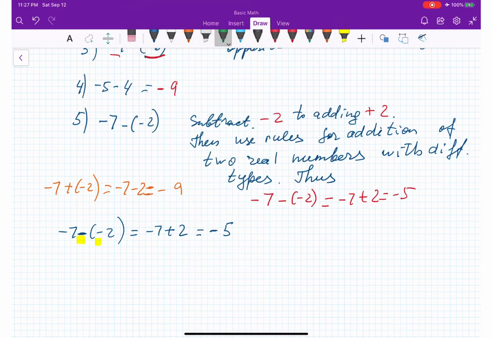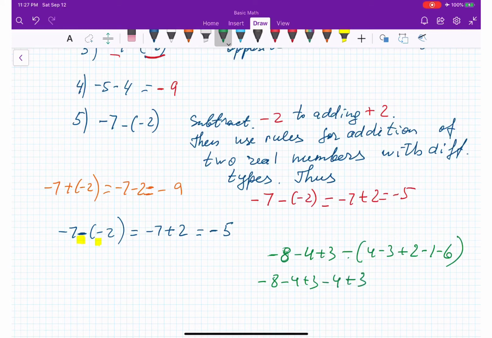Let's assume you have here -8 minus 4 plus 3, and then minus 4 minus 3 plus 2 minus 1 minus 6. So, -8 minus 4 plus 3. Since here we have a negative in front, all numbers in the parentheses are going to flip. 4 is positive, becomes negative. 3 is negative, becomes positive. 2 is positive, becomes negative. 1 is negative, becomes positive. 6 is negative, becomes positive. Okay? That's what it means.